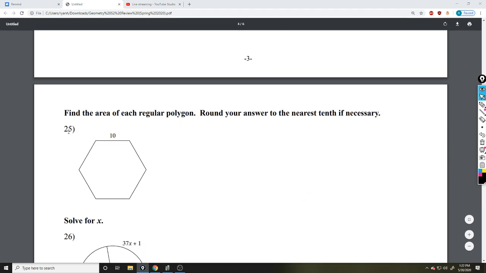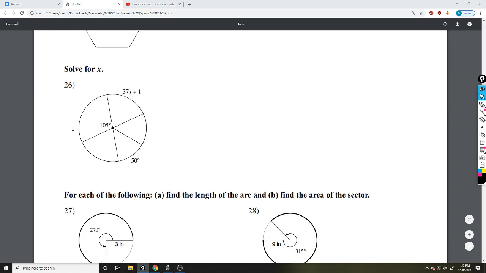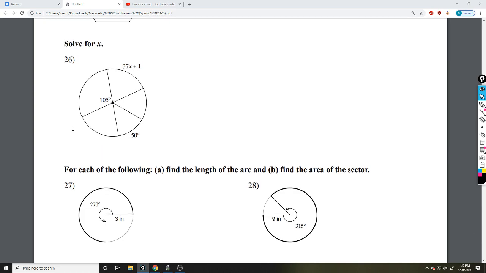We already did 25 yesterday. Regular polygon, you're using 1/2 a s n. So if you missed it, go back and watch yesterday's. We did it near the end of yesterday. Okay. Fantastic.